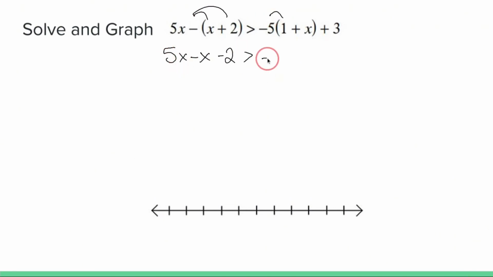Negative 5 times 1 is negative 5. Negative 5 times x is negative 5x, and then drop down the positive 3. Now that we've taken care of the distributive property, let's combine like terms on both sides separately.